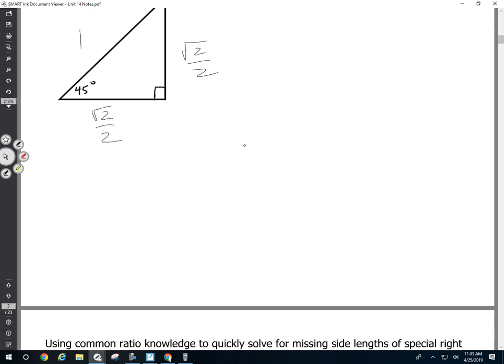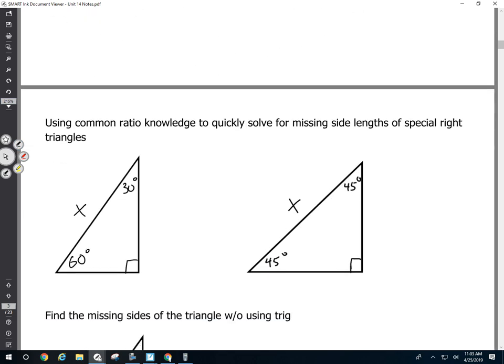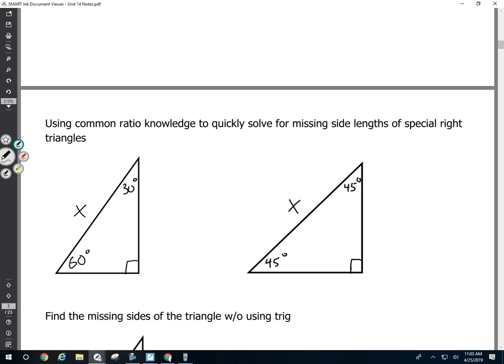Okay, now what we could do is actually use our knowledge of these triangles to be able to find side lengths without using SOHCAHTOA. If I have a hypotenuse of x on a 30, 60, 90 triangle, the short side would be 1/2 x. Think about this being 1. If this is 1 and this is 1/2, well, if this is x, this must be 1/2 x. If this is x, pretend this is 1, well, the longer side is root 3 over 2. Well, the longer side must be root 3 over 2 x.